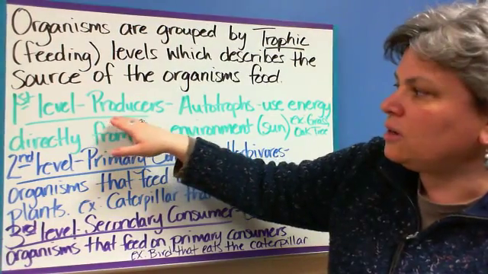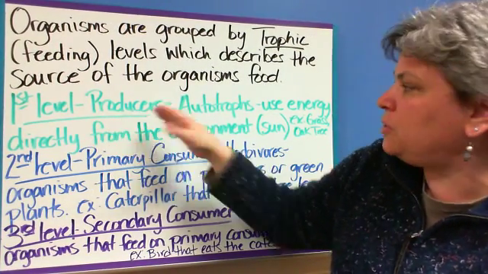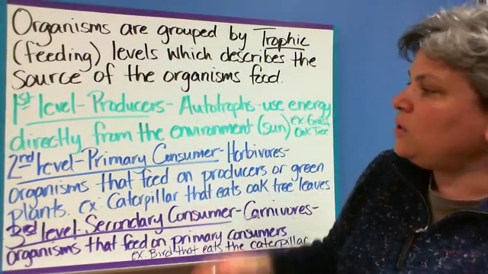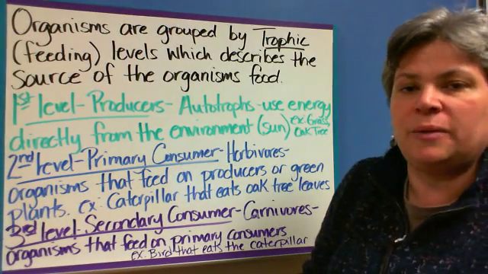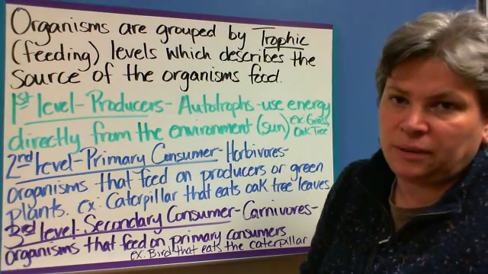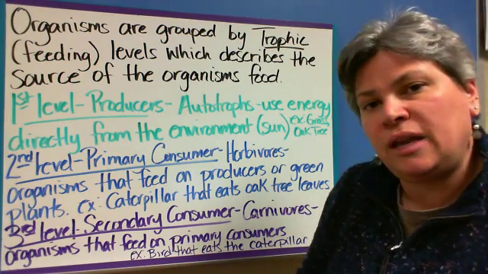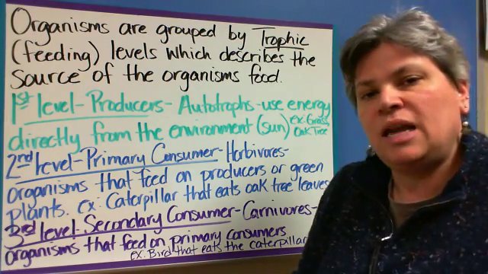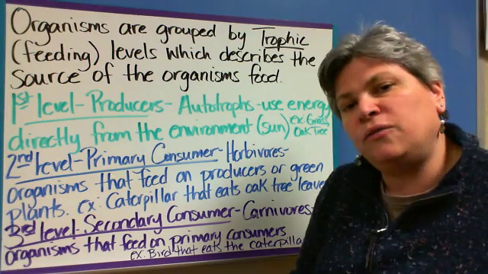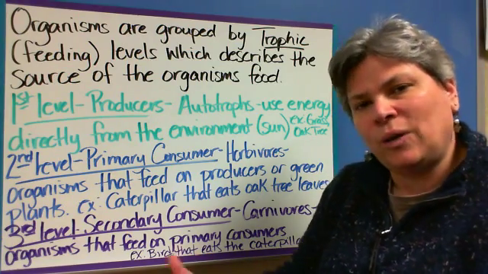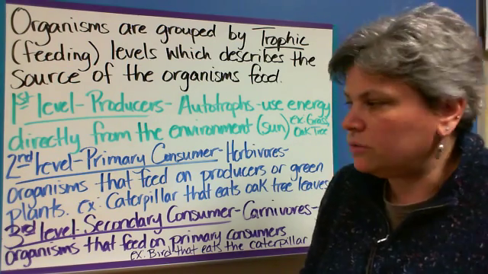The first level we're going to talk about is the producers. Our producers are our autotrophs. They use the energy directly from the environment or the sun. That would be our green plants and algae. They're undergoing photosynthesis. They're producing all of the energy for the ecosystem. They're taking the energy from the sun and converting it into a form that the rest of life can use.